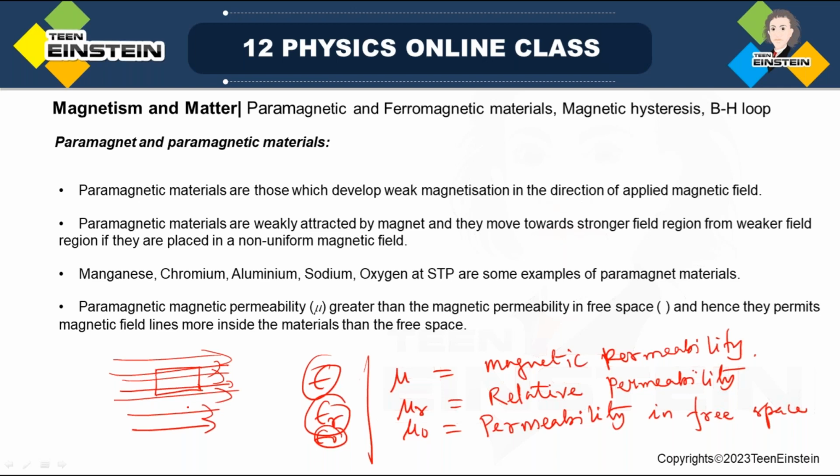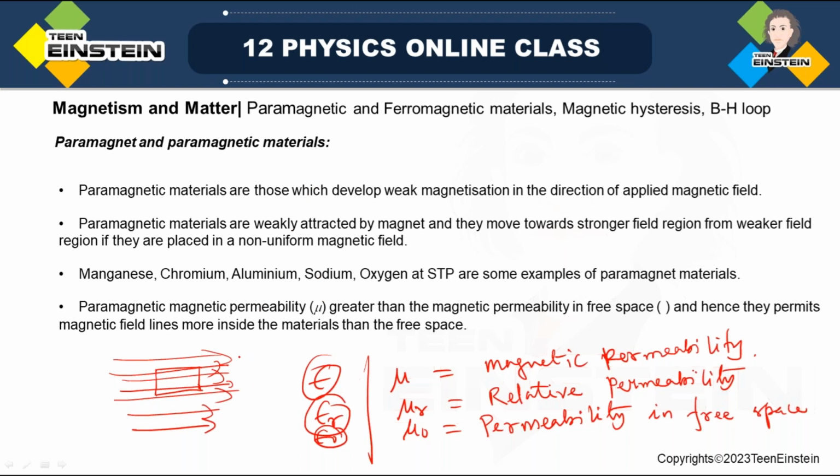So that is actually permeability. Permeability means how permeable it is, how cooperative you can say, or how much permission it gives to the external field lines to influence it. So that is actually permeability.